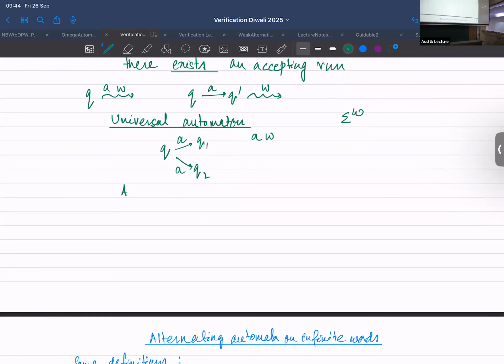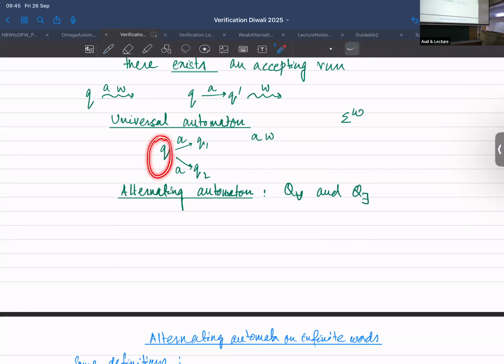So the idea of an alternating automaton is that I now have two kinds of states, Q for all and Q exists. I will call them universal states, and some states are existential states.